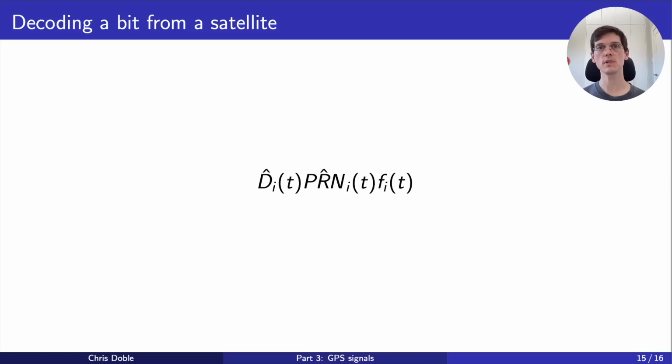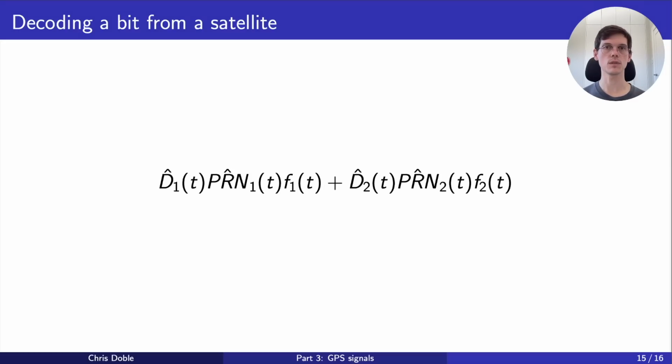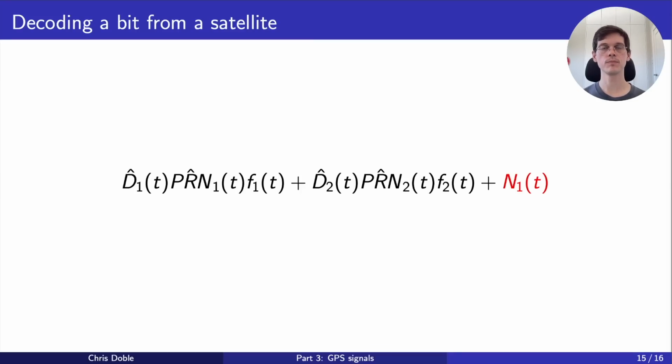Now, let's say we're receiving signals from satellites 1 and 2. Radio waves obey the superposition principle, which is a fancy way of saying they combine through simple addition. That means the signal we receive will be the sum of two of these expressions, one for satellite 1 and another for satellite 2. There'll also be some noise in the signals, which we'll denote N1 of t.